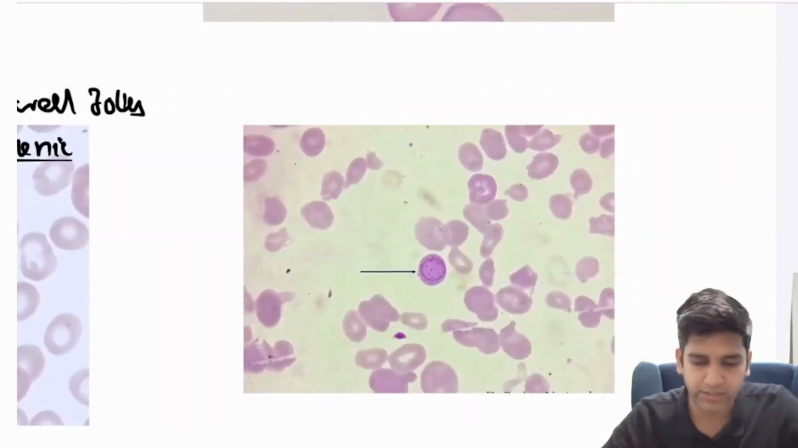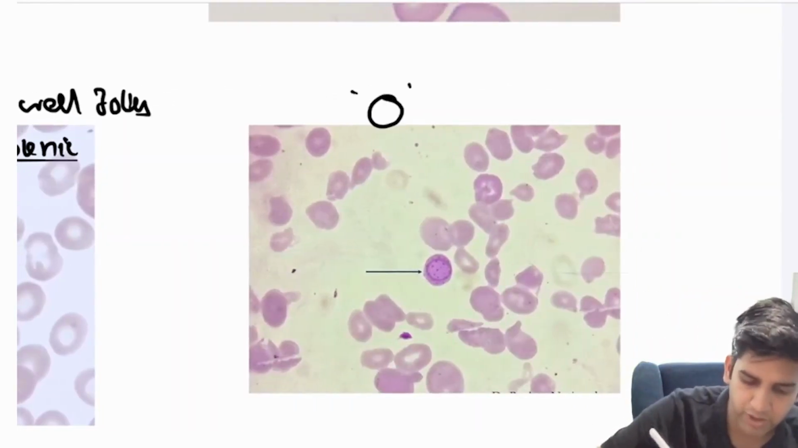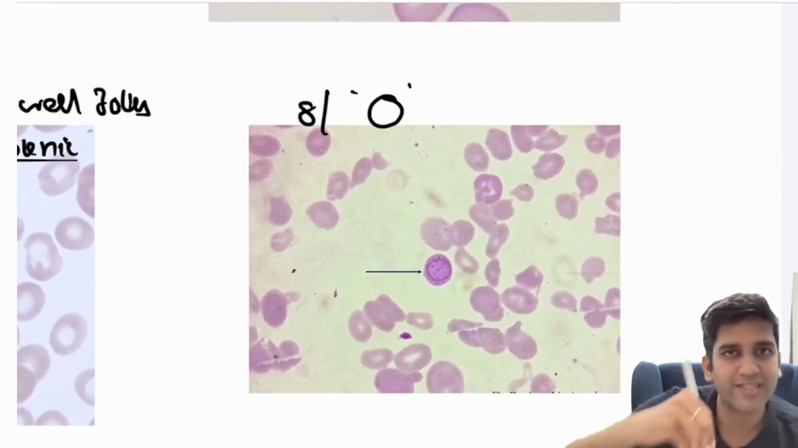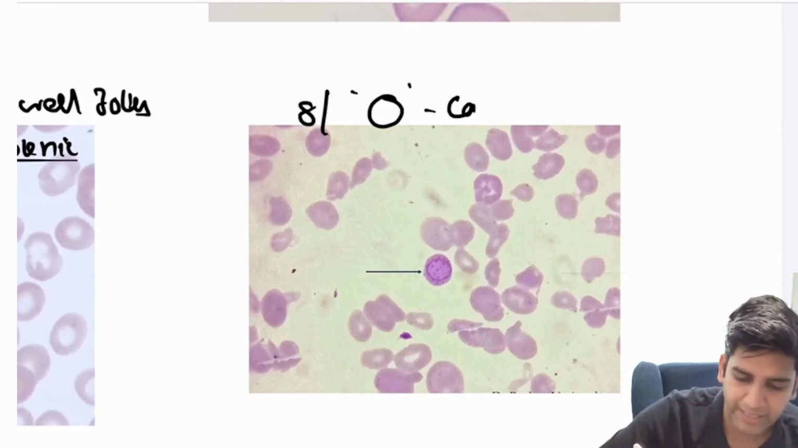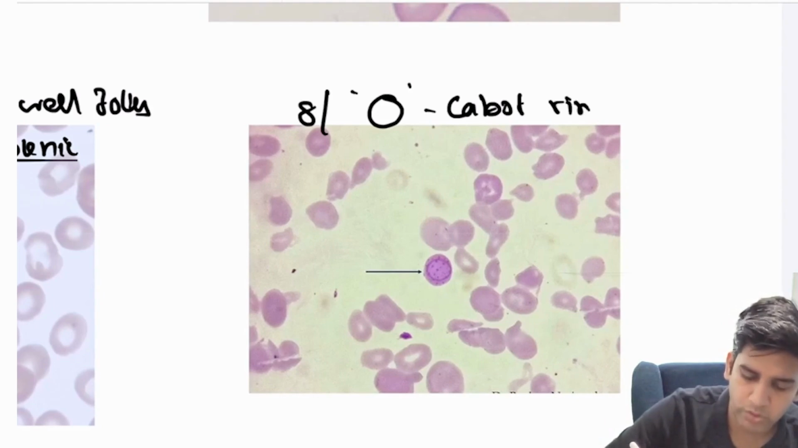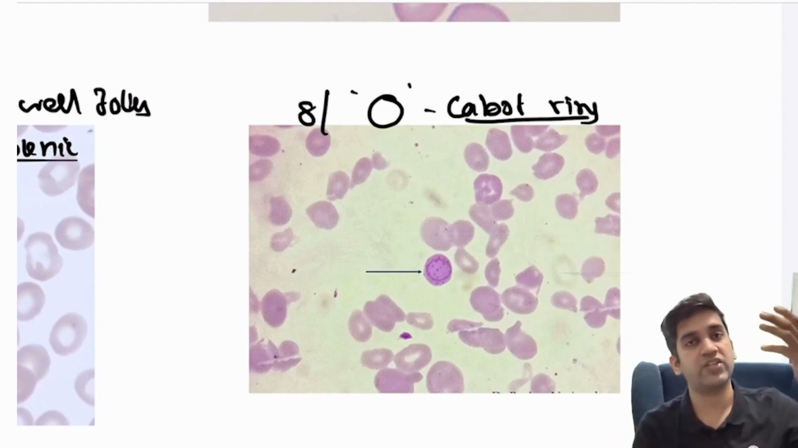Fine. And here you have a ring-shaped structure. Mostly the ring can be an 8 shape or a circular ring. We call this a Cabot ring. So Cabot rings are also diagnostic of, or seen in, megaloblastic anemia.